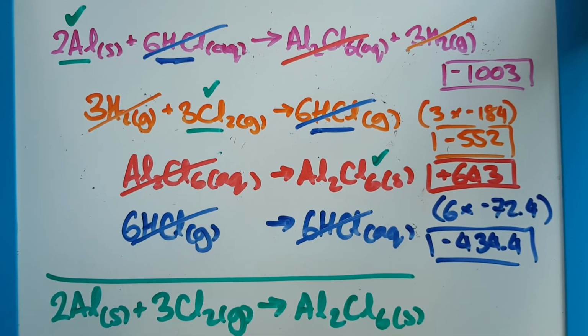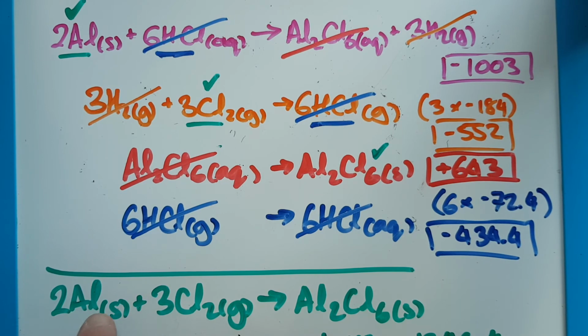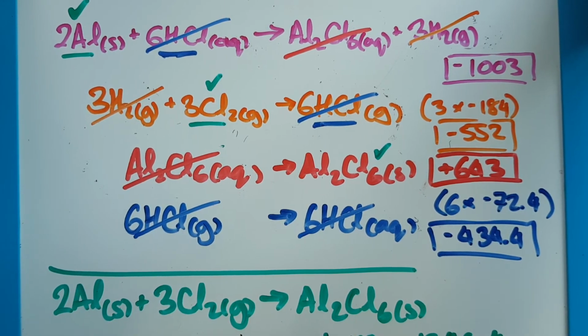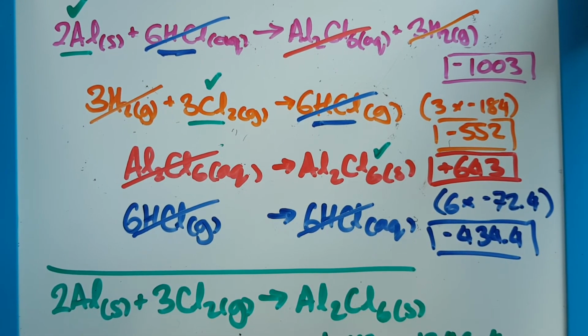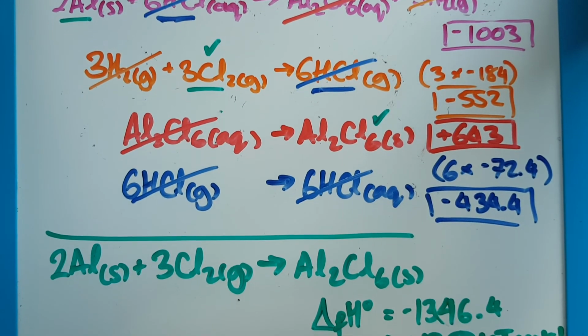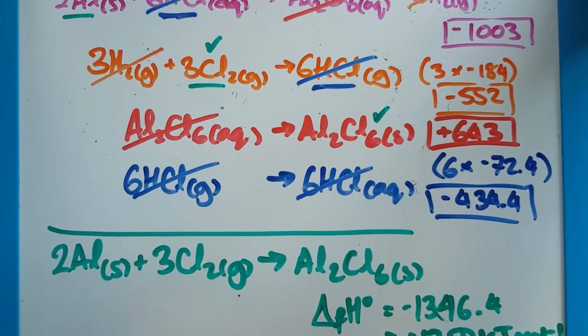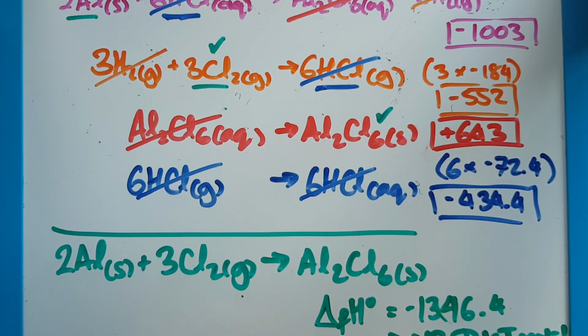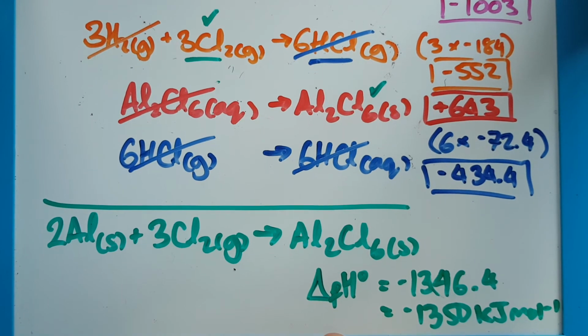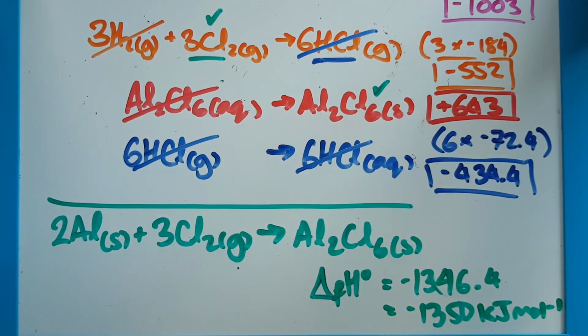I'm also going to add up my equations to check that I have actually got my original equation, that I've cancelled out everything I need to, and then I do that sum and I get negative 1,346.4 kilojoules per mole. In NCEA, we tend to work with 3 significant figures, so I'm going to round that one off to negative 1,350 kilojoules per mole.